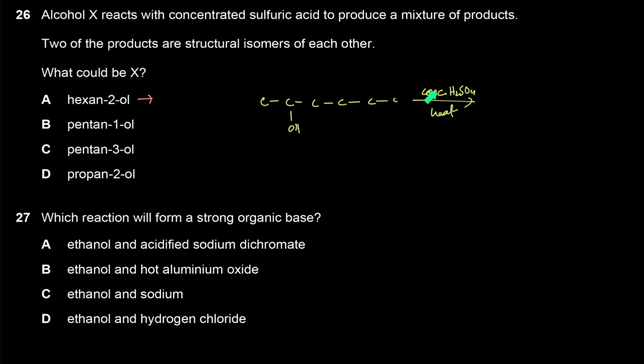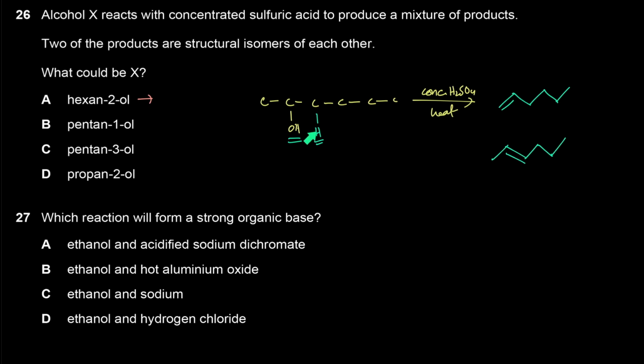If you remember, you can use concentrated sulfuric acid and heat, or you can use Al2O3, alumina, and heat. What happens is that you remove an OH and an H from the neighboring carbon. Either you remove the OH and this H, in which case you get hex-1-ene, that's 1, 2, 3, 4, 5, 6. Or instead of removing this hydrogen, you can remove this one on the middle carbon, carbon number 3, in which case you get hex-2-ene, which is this one.